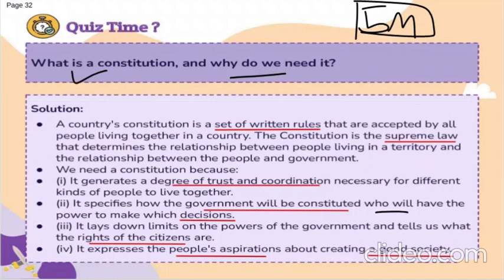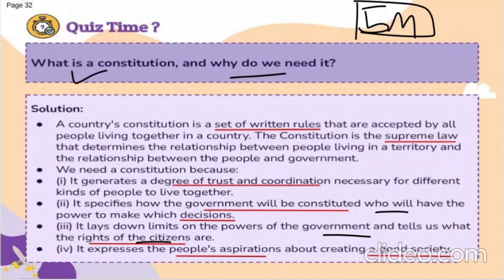It lays down the limits of powers of the government and tells us what the rights of citizens are. So it's not that if anyone is a prime minister or president, they have the supreme power. No, they do not have the supreme power. Even they have some limits on their power. They cannot do anything they want. No, they also have some specific powers which they have. And even the fundamental rights of citizens are also given in the constitution.